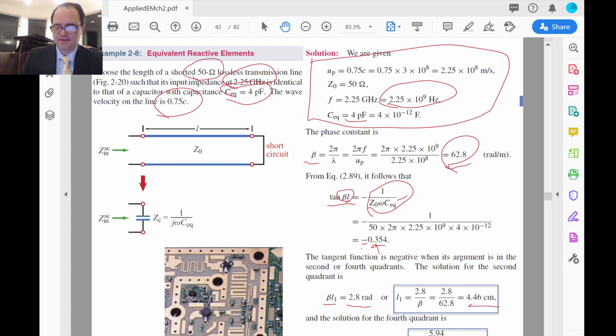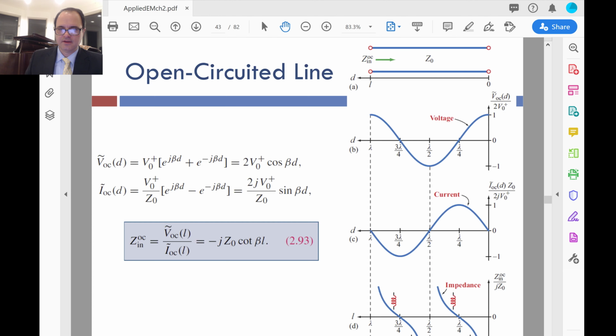That's not the only solution. We know that we can go to different quadrants and get another solution. Okay, so that's the short-circuited line.